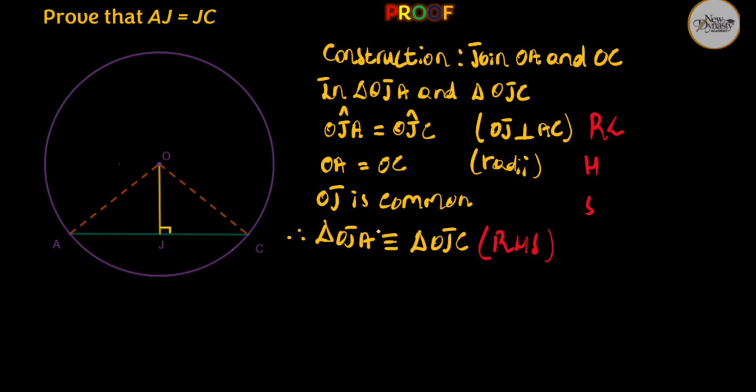Now remember that the word congruency means that things are the same in all aspects. So it means that in triangle OJA and triangle OJC, everything about them is the same, including the side AJ in triangle OJA, which is going to be equal to the side JC in triangle OJC. So that is the conclusion that we can make now. We can conclude that therefore AJ is indeed equal to JC. And that's how you prove the first theorem.